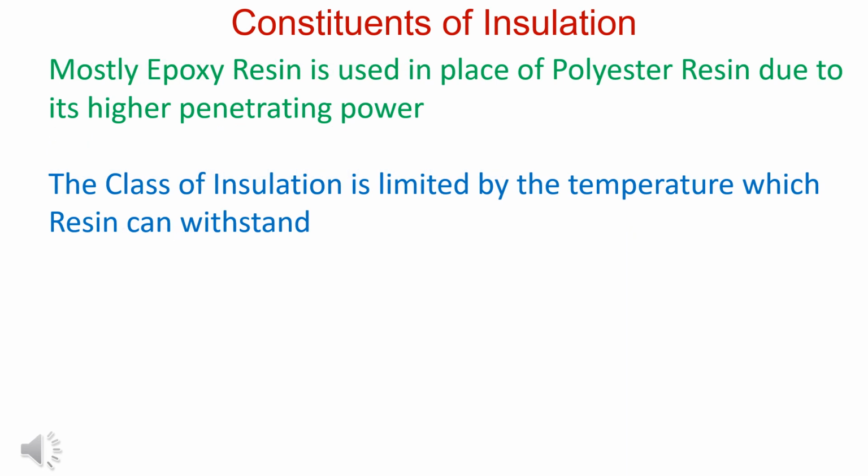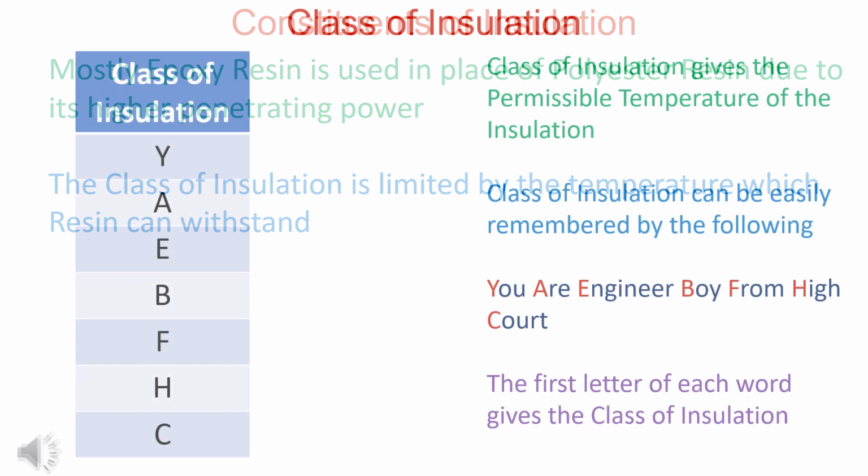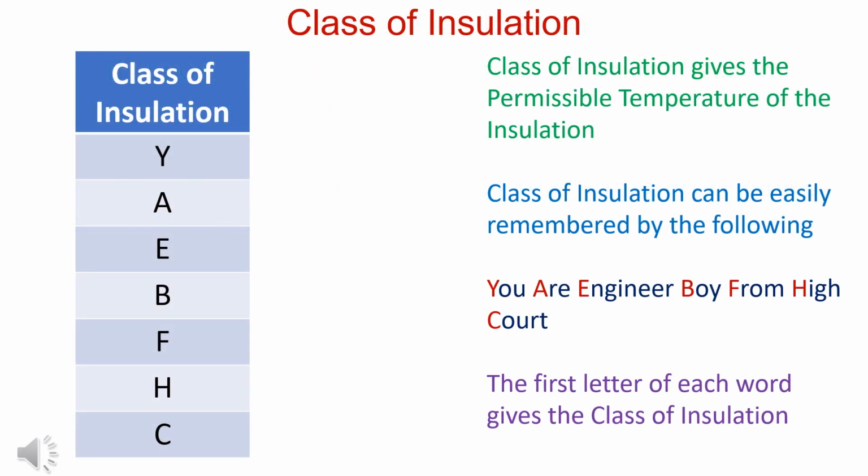Mostly epoxy resin is used for binding of mica paper and mica splittings to the backing material. It is used as it has got high penetrating power. The class of insulation is decided by the resin. The class of insulation means the temperature it can withstand. These are denoted by Y, A, E, B, F, H, C.